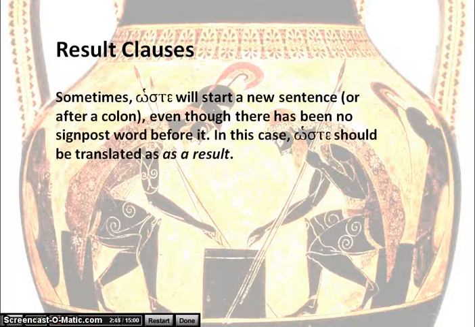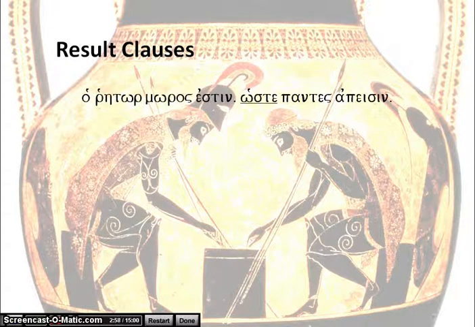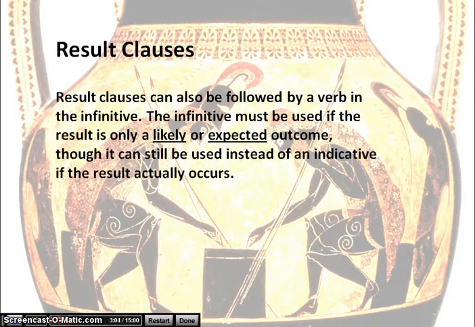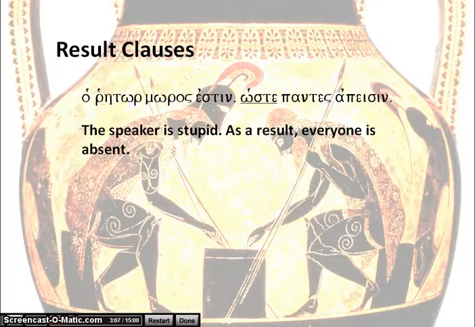So sometimes hoste will start a new sentence, or even come after a colon, even though there has been no signpost word before it. But because we've got hoste, we know it's a result clause. So maybe here we want to translate it as 'as a result'. So for example: ho rhetor moros estin. Hoste pantes apeisin. So the speaker is stupid. As a result, everyone is absent.